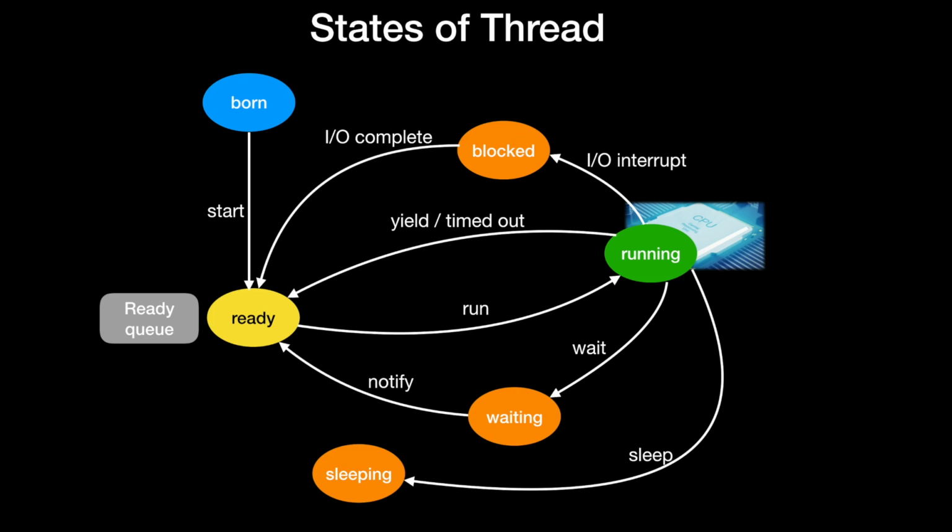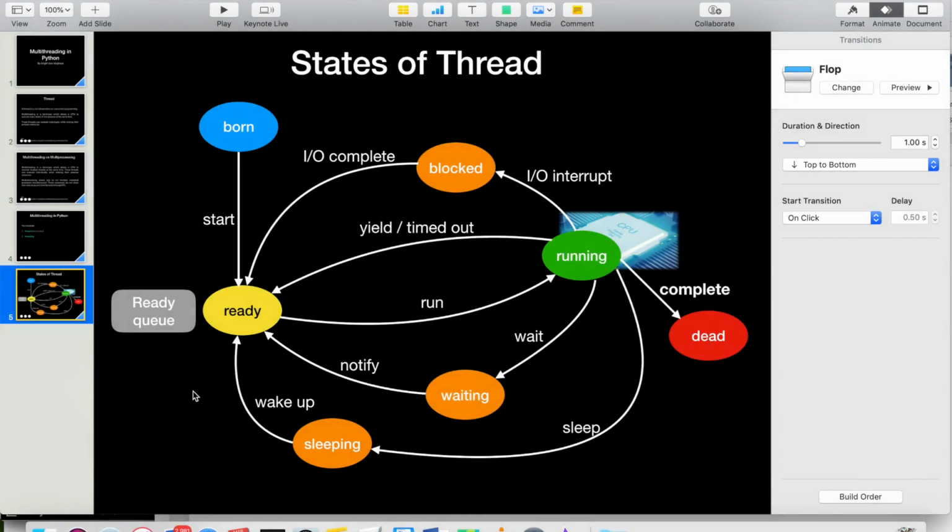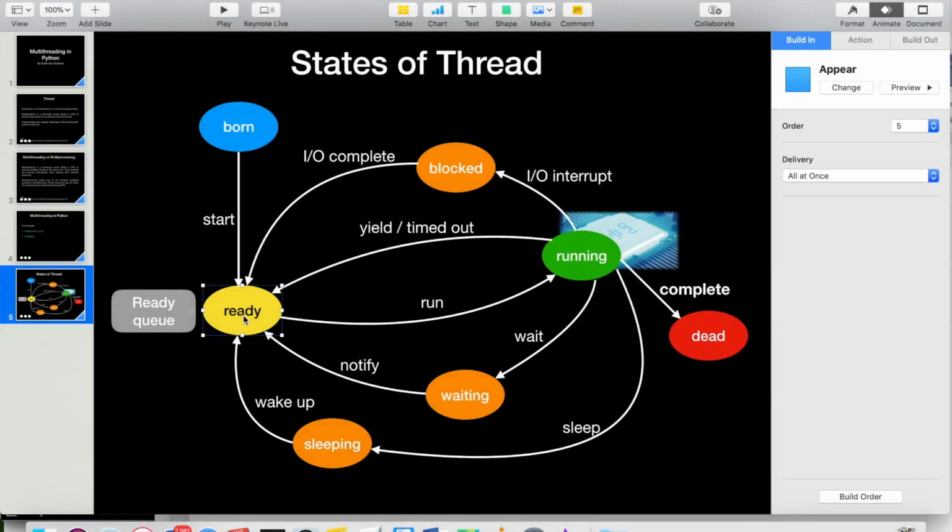There is another interesting state called the sleeping state. For that we have to call the method sleep. We can sleep the thread for a particular amount of time, which is mentioned in seconds. And once that sleeping period is over, it will wake up and go back to the ready state. Then from ready again to the running state with the help of the scheduler.